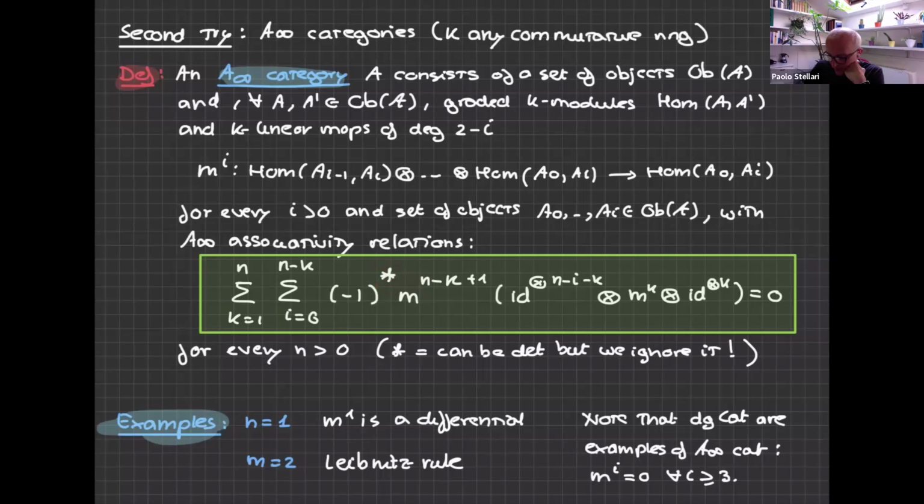Okay, and of course, it's easy to see immediately that dg categories are special examples of infinity categories, right? Whenever we assume that all the m_i's are 0 when i is greater or equal than 3, okay? But as I explained in the previous example, there are infinity models which are in nature non-DG, okay? So we really need to take them under consideration as well.